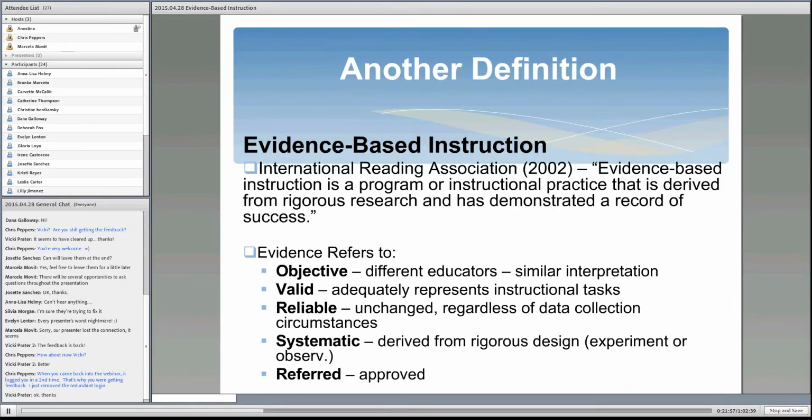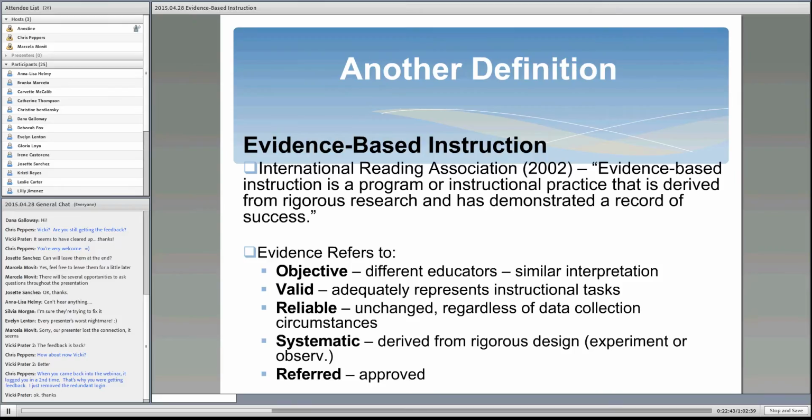But according to the International Reading Association, evidence-based instruction is a program or instructional practice that is derived from rigorous research and has demonstrated a record of success. So evidence in this sense is considered to be reliable and trustworthy indicators of effectiveness. And there are debates about how to assess instruction that is effective, and which methodology is best. These have been some concerns in the field.